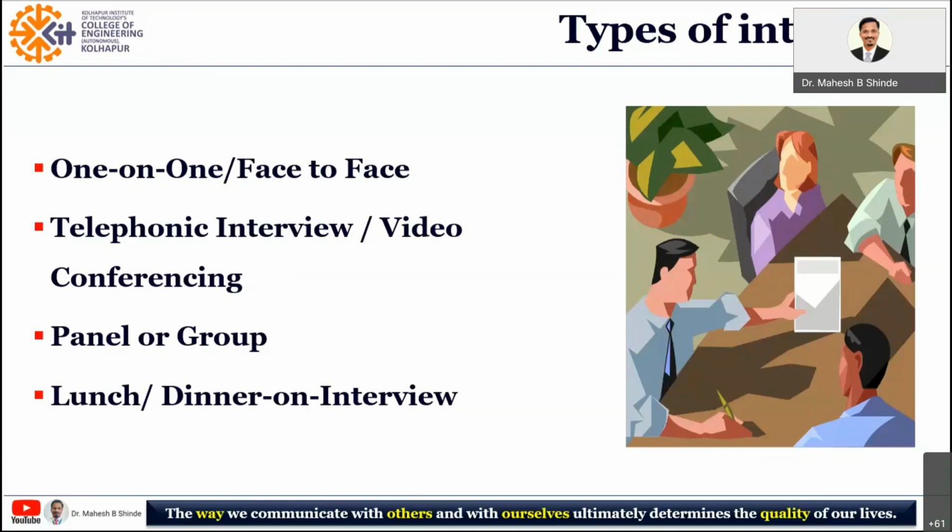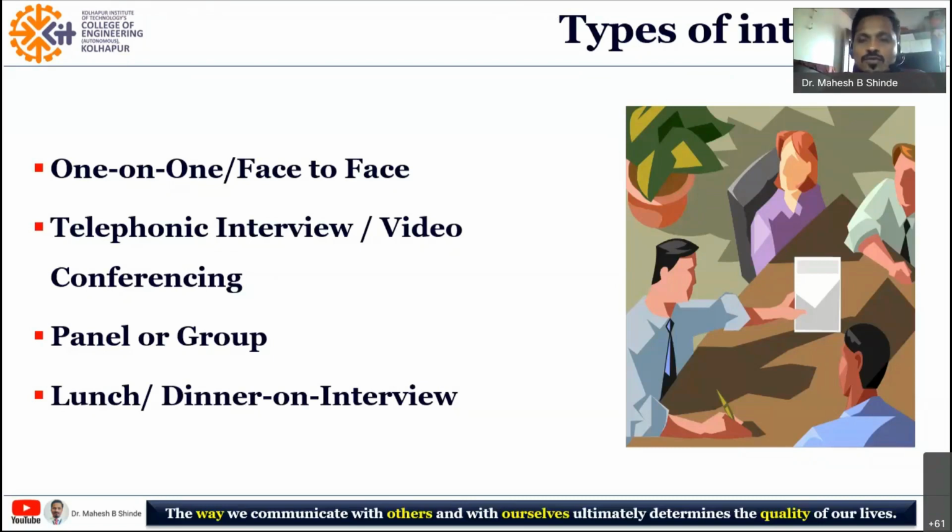A panel or group interview is the interview where two or more people conduct your interview. Now why is that? Sometimes they want to check: one person is there as an expert, another person is a psychology expert, the next person is there to check your soft skills and communication skills, and there may be one or two more people for different purposes, like they may be representatives of various government agencies and so on, if it is a government interview.